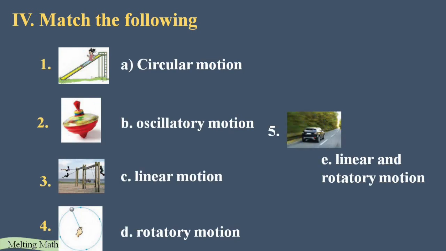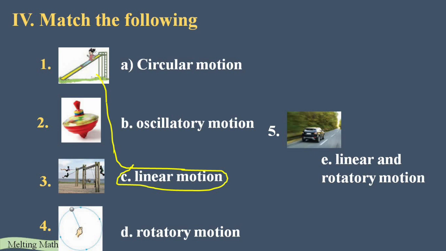Next, see, match the following. See the first one. Here one girl is sliding. See, she is sliding, she is not at rest. So the first one's answer is linear motion, because she is only sliding, she is not at rest. On that slide it's always moving at a constant speed only, so it's in a linear manner. It's also in a straight manner, so the first one's answer is linear motion.